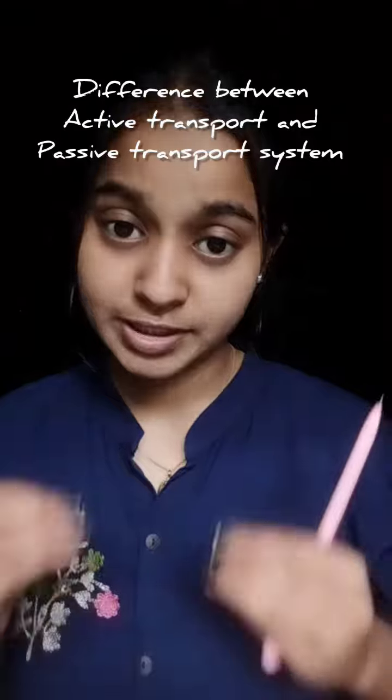So now, what is the difference between active transport and passive transport? Active transport uses ATP to pump molecules up the concentration gradient. Transport goes from a lower concentration solution to a higher concentration solution. It requires cellular energy. But in the passive transport system, movement of molecules is down the concentration gradient. It goes from higher to lower concentration in order to maintain equilibrium in the cell. It does not require cell energy.